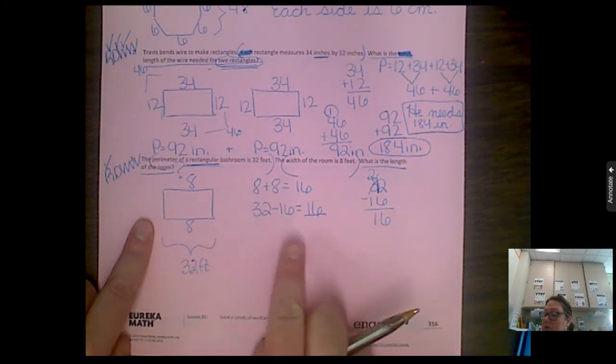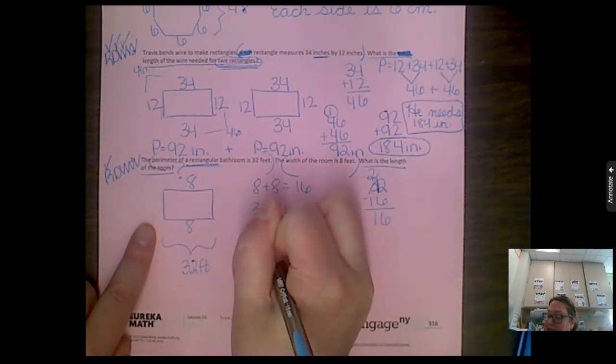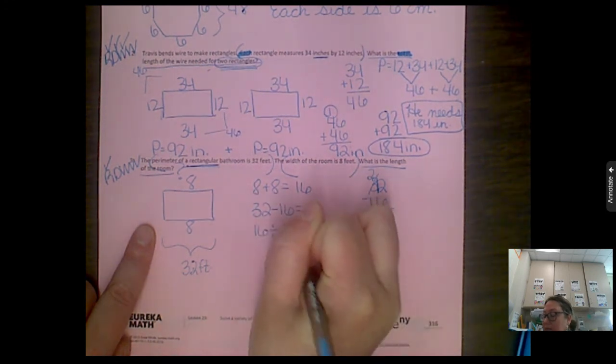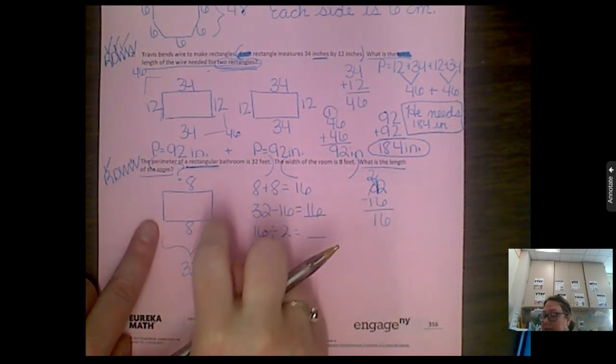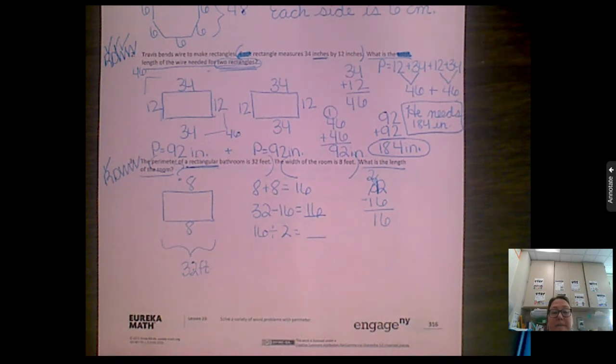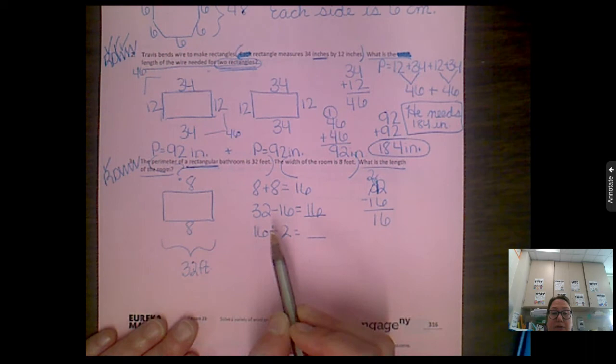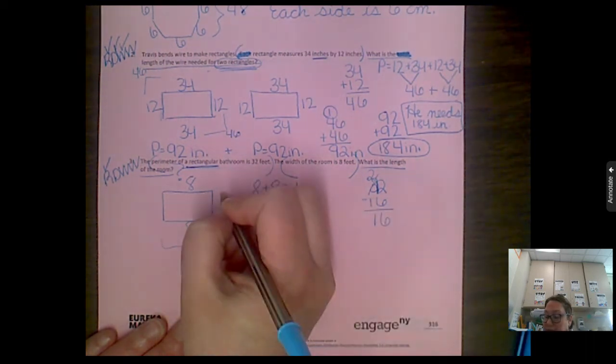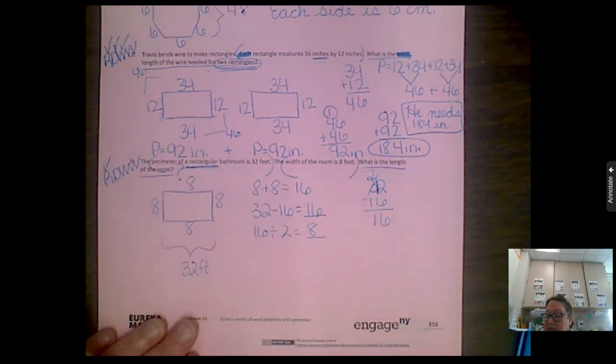Okay, so I'm going to take that 16 and divide it by 2 and see what that equals. And that would tell me what the length of each side is. Okay, alrighty, so 16 divided by 2 equals 8. So these would equal 8, right? Yeah. So the question says, what is the length of the room? So it would be 8.